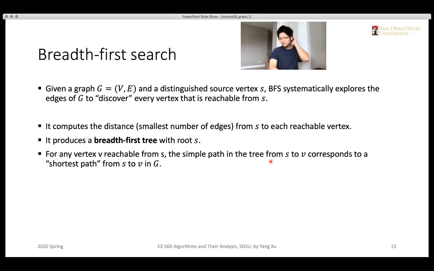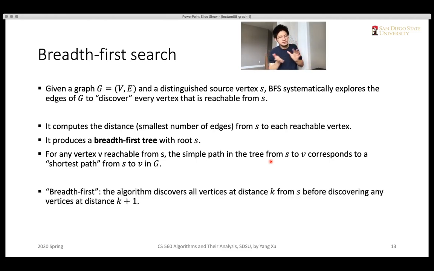The breadth first name comes from the fact that this BFS algorithm will discover all the vertices at a smaller distance first. So we'll discover all the vertices within distance k first, before discovering any vertices outside the current distance. Any vertices that are k plus 1 away from S will be discovered after all the nearer vertices within distance k are discovered. So that's why it's called the breadth first search.